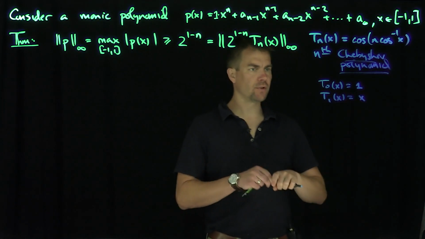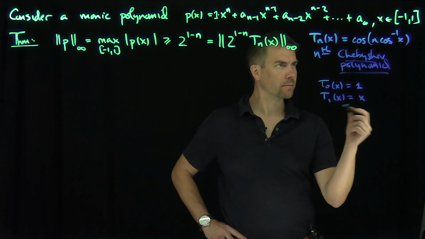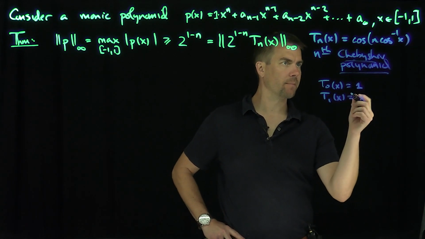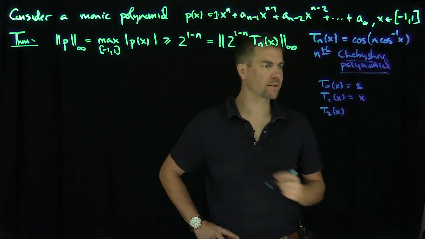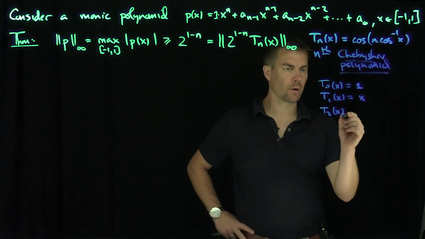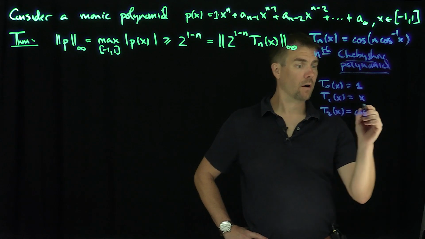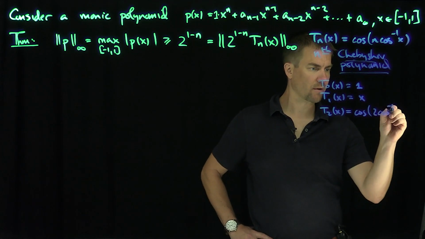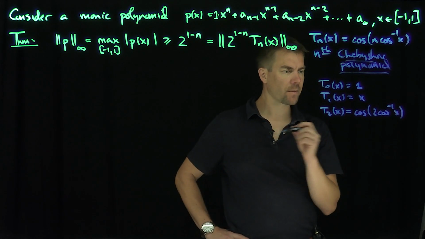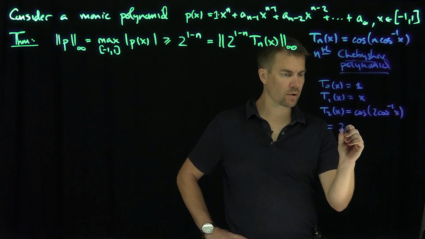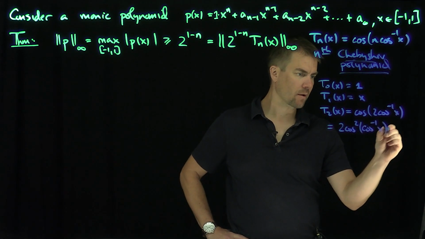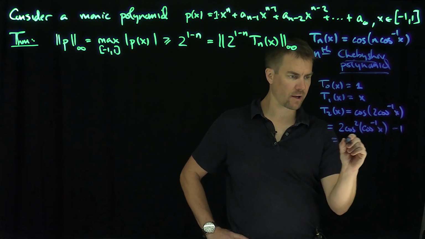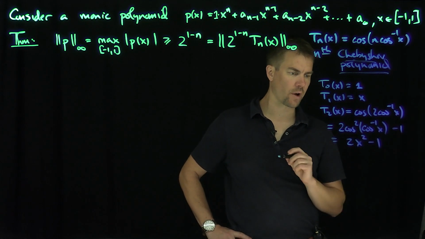And then let's look at t2 of x, for example. So t2 is going to be the cosine of this thing over here. So it's going to be cosine of 2 cosine inverse of x, like that, okay? But the cosine is really going to be 2 cosine squared of the argument minus 1. So that's cosine inverse of x. And so I just have a 2x squared minus 1, right?